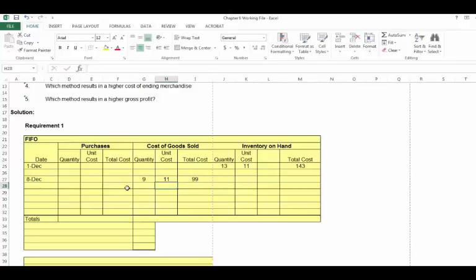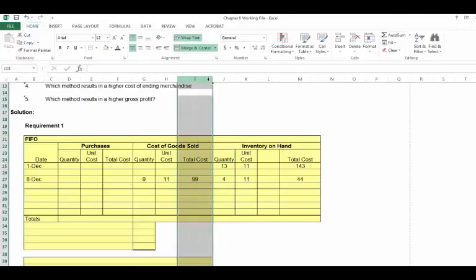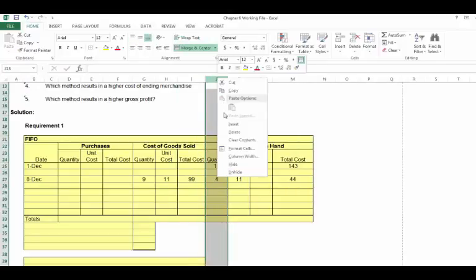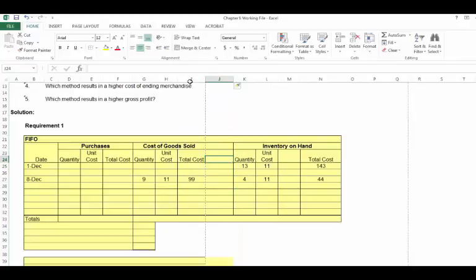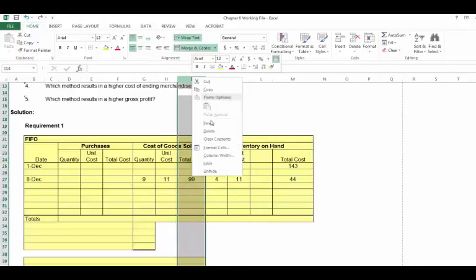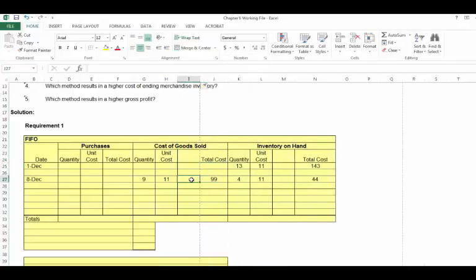Okay, now I've got the next item. We have to update our inventory. So we sold 9. That means that we have 4 left in inventory. They still cost us $11 each. So the total cost is $44. All right. And we might need another column in here too to do our total cost. All right. Then I'm going to come in here now. I've got December 14th.